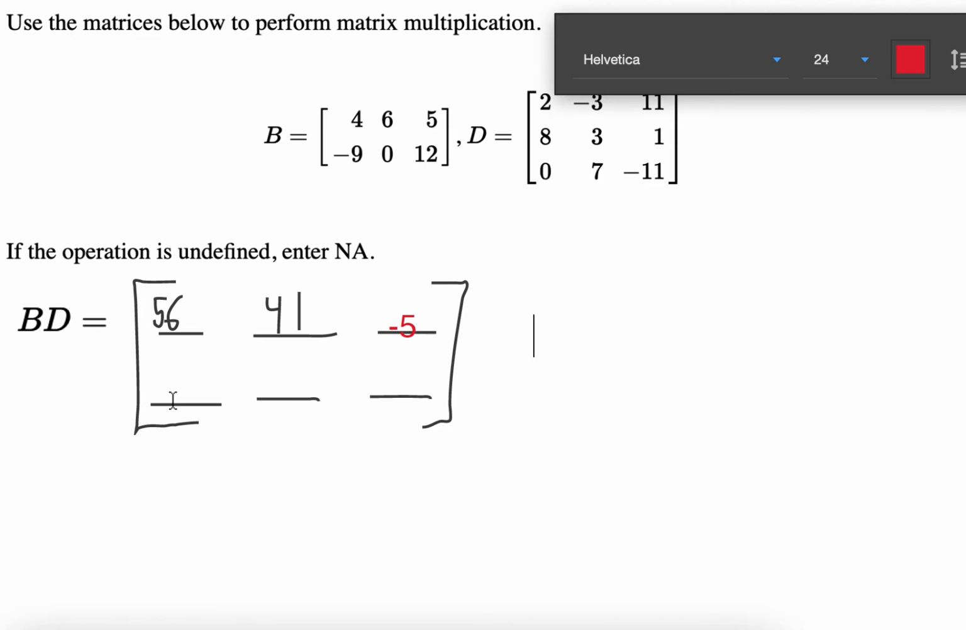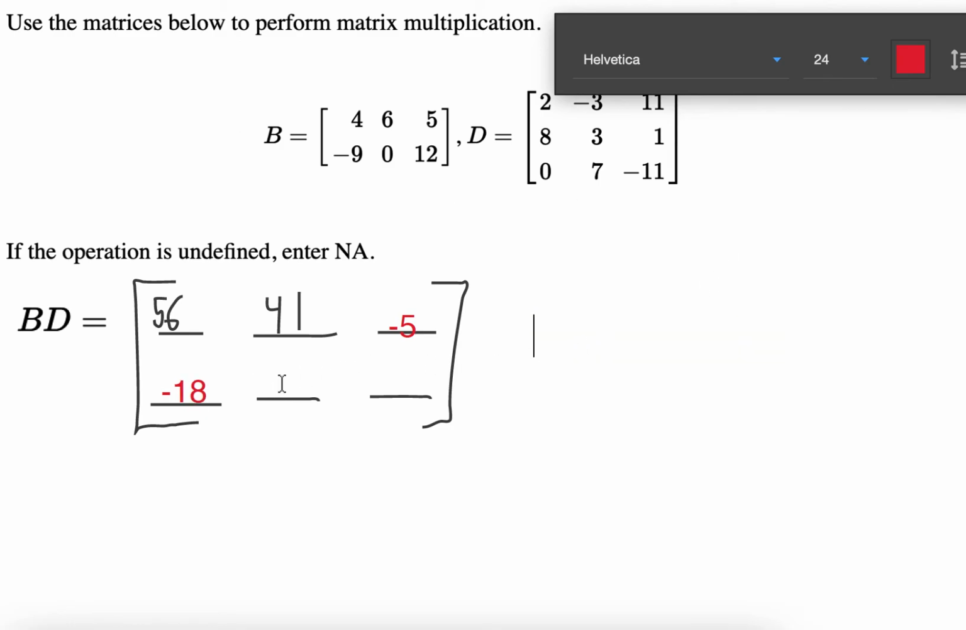Okay, so this is now second row, first column. So I'm going to use the second row of matrix B and the first column of matrix D. So -9 times 2, 0 times 8, and then 12 times 0. I just went across the first row and the second column to determine those numbers. So we're going to get -18 there.